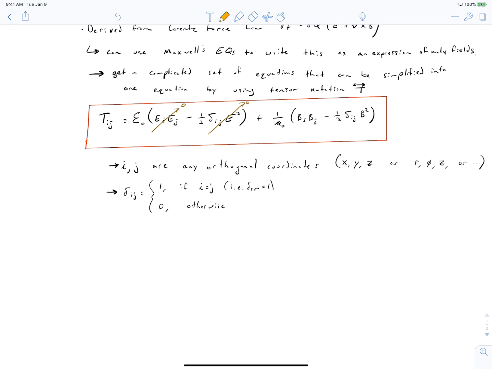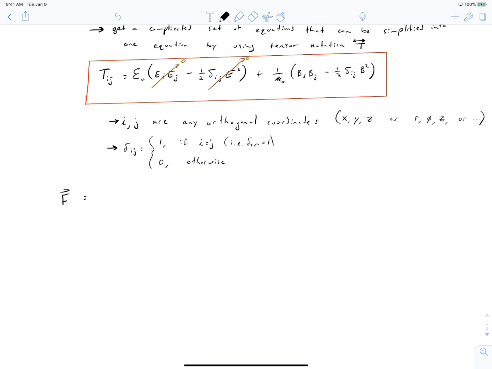squared. And so far we've talked about how to interpret this equation above, what i and j mean and what delta ij means, the Kronecker delta. Now let's get into how this can be used to calculate forces. This is set up so that you can calculate force by integrating the following function over a volume.